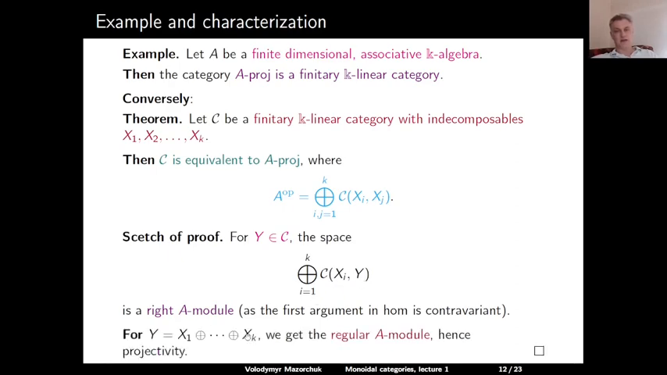And if we take as y the direct sum of x1 and so on xk, what we will get, more or less by definition, is a regular A module. And this implies that for any y, you will get a projective module. It will be a direct summand of some direct sums of copies of the regular module. And then it's easy to check that this gives the necessary equivalence.